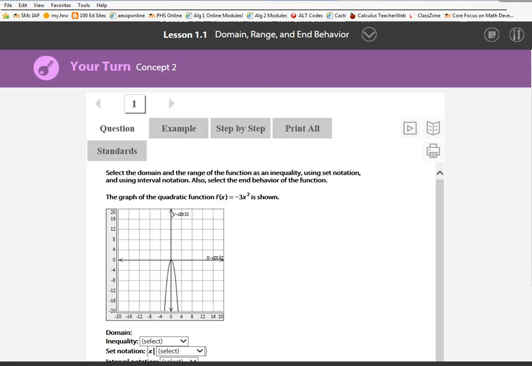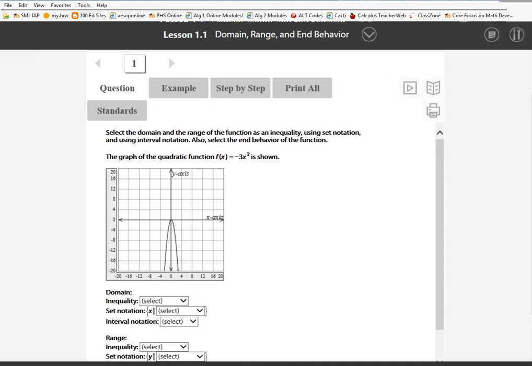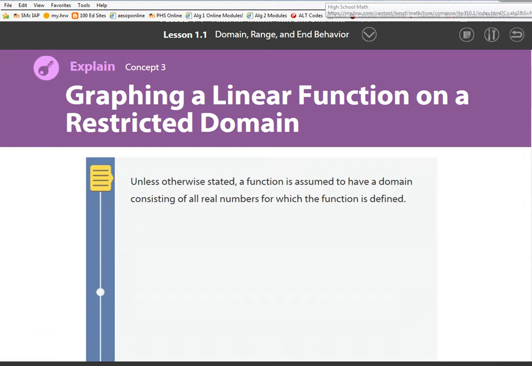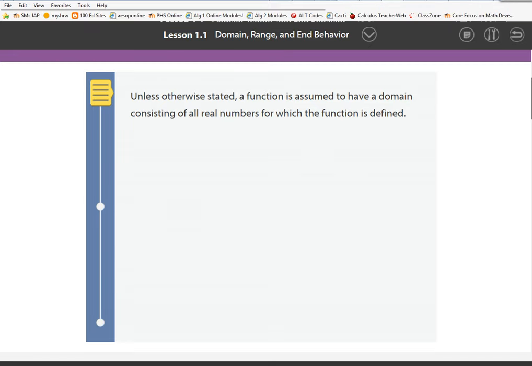Okay. All right, so we'll skip that. There we are. Okay, graphing a function on a restricted domain.